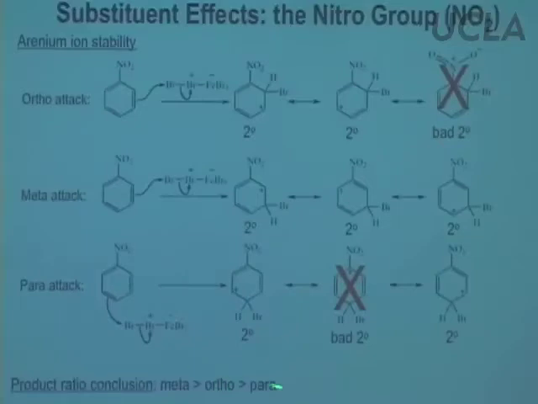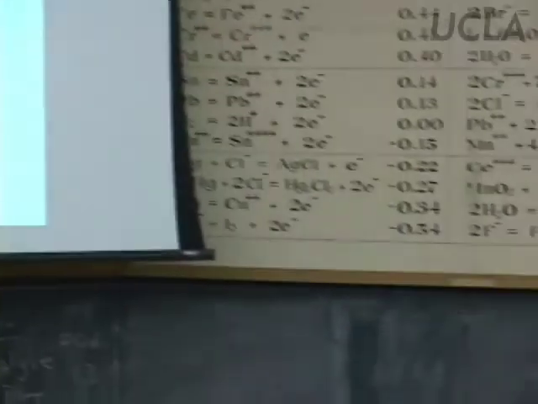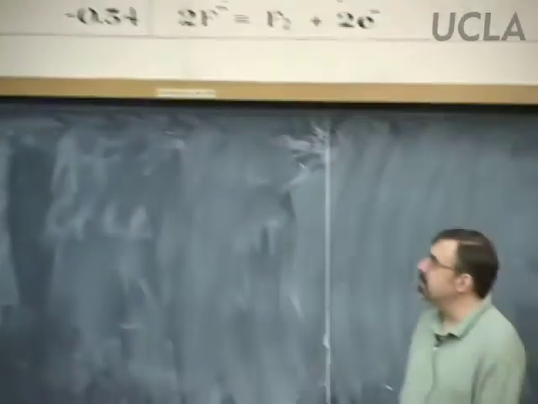So ortho has 2 positions, para has 1, so we'll put ortho greater than para. So that's the prediction: more meta, some ortho, little or no para. Now, if we go into the lab, that's actually what we see. Meta is the major product. And consequently, we call the nitro group a meta director. It directs the incoming electrophile to the meta position.